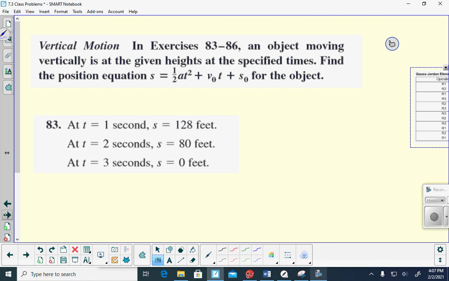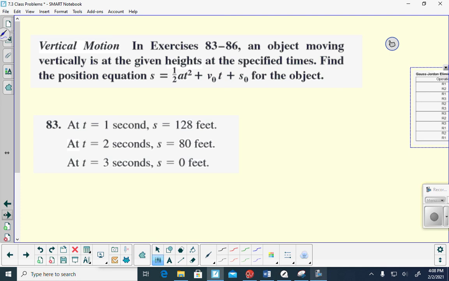application problem. This one tells me that in exercises 83 to 86, an object moving vertically is given the heights at specific times. Find the position equation, and they give you that equation: s is equal to 1/2 a t squared plus v sub 0 t plus s sub 0 for the object. And then they give me 3 points, and they have to give me 3 points because I'm looking for the a, the v sub 0, which is the initial velocity, and the s sub 0, which is the initial position. So I have 3 things that I'm looking for, so they have to give me 3 points so I can come up with 3 equations.